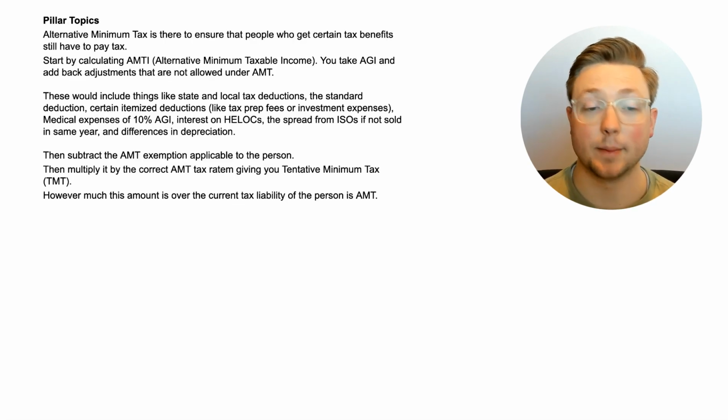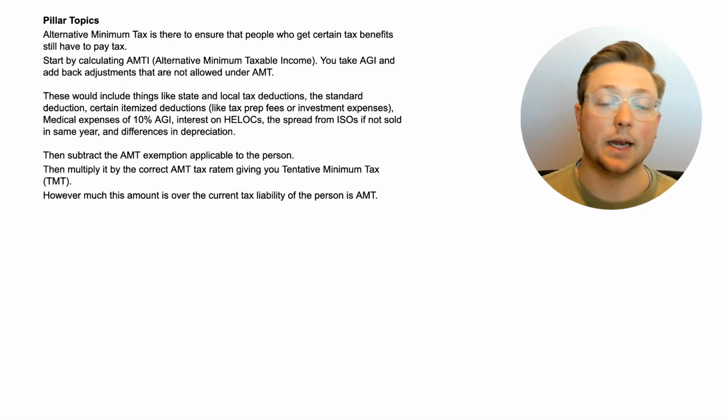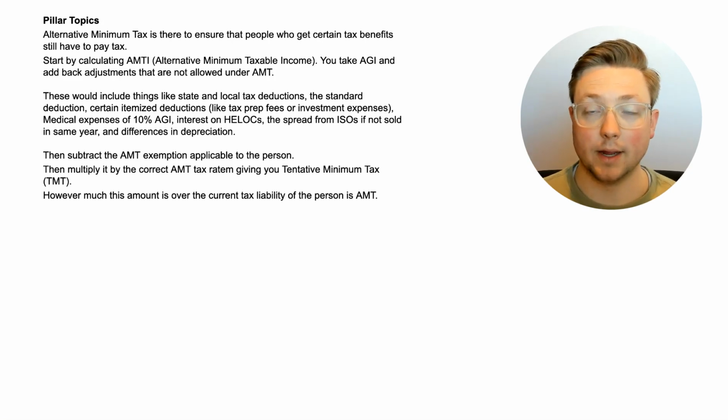Okay, here are the pillar topics. Alternative minimum tax is there to ensure that people who get certain tax benefits still have to pay tax. You start by calculating the AMTI, which is the alternative minimum taxable income. And you do this by taking your AGI and adding back any adjustments that aren't allowed for AMT purposes. And that gives you your AMTI.